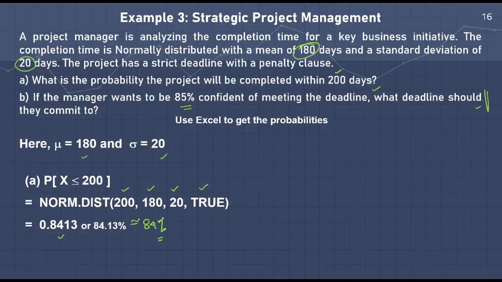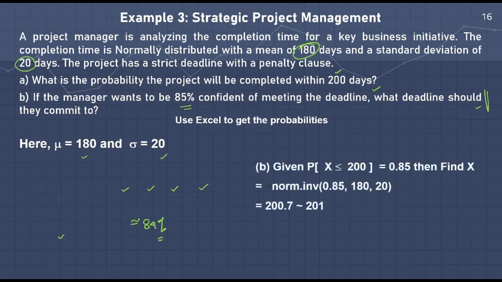Quite high, isn't it? Now let us look at problem number 2. Here we have the probability equal to 0.85. That means this individual is given 200 days to complete the project. So what is the chance, or the possibility, that he will finish this project within 200 days with 0.85, meaning less than or equal to? So we use NORM.INV, and here we take 0.85 because the probability is given to us.